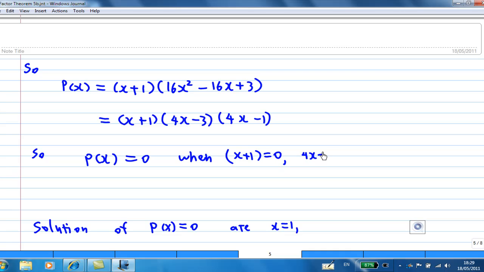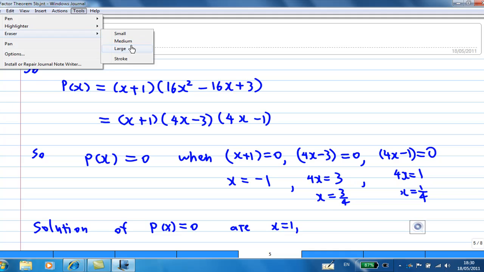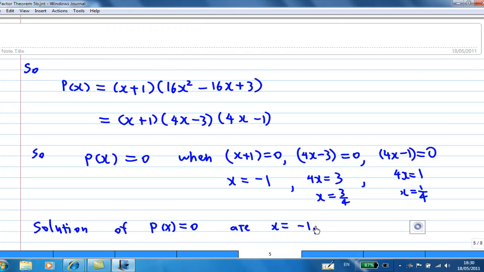4x minus 3 equals 0, or 4x minus 1 equals 0. That means x equals minus 1, 4x equals 3, or x equals 3/4, 4x equals 1, or x equals 1/4. So the solution of p of x equal to 0 consists of x equal to minus 1 and 3/4 and 1/4. That is the end of the recording.